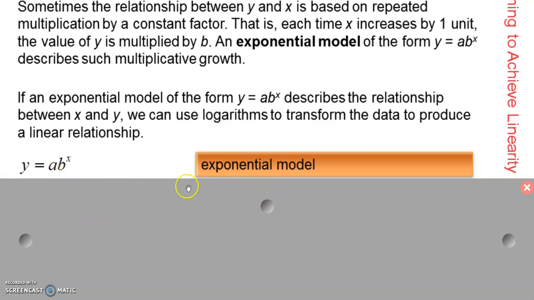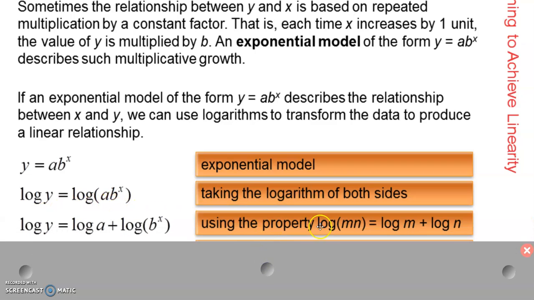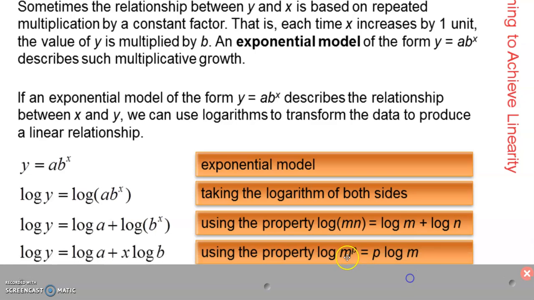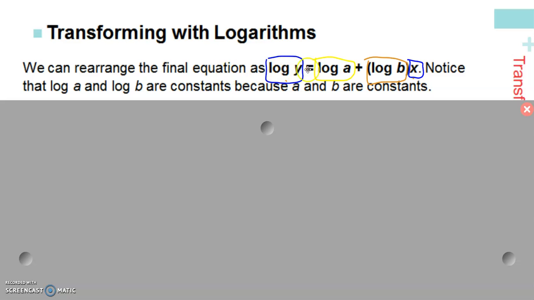If you take an exponential model of this form, you can take the logarithm of both sides. You can then use this property of logarithms to break this up into two different logarithms. You can then use this property of logarithms to bring this exponent out in front and say it's x times log of b.